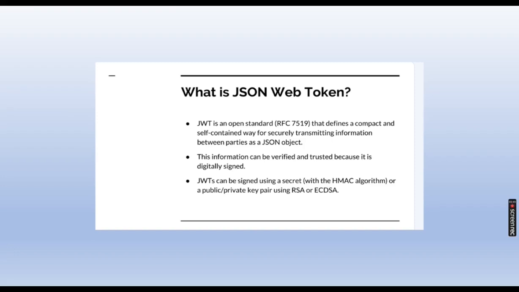And this information can be verified and trusted because it is digitally signed. Earlier also I highlighted that the JWT token is going to be digitally signed, and when it is digitally signed, it is greatly helpful for mobile applications as well. JWTs can be signed using a secret with the HMAC algorithm or a public/private key pair using RSA and ECDSA algorithms. You will be able to see all that when you are doing hands-on.